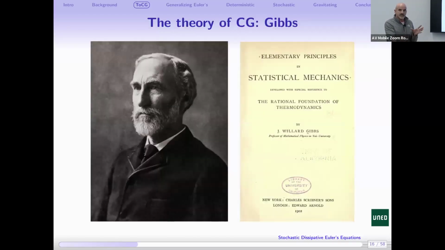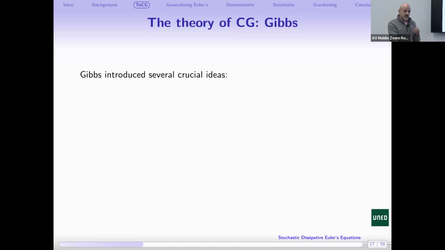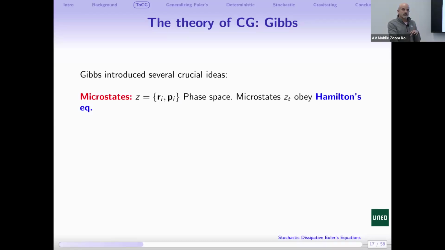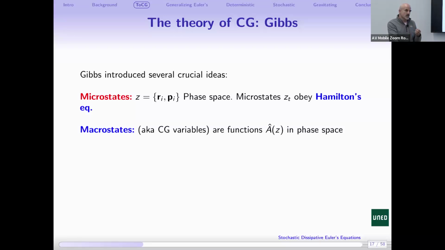Well, everything starts with Gibbs, statistical mechanics. Of course, Maxwell and Boltzmann also play a crucial role. But Gibbs introduced several crucial ideas. The fact that you have microstates, which are given in terms of the positions and momenta of all the particles, and those microstates obey Hamilton's equations. And then you have macrostates, or coarse-grained variables, which are functions in phase space, functions of the microscopic states.